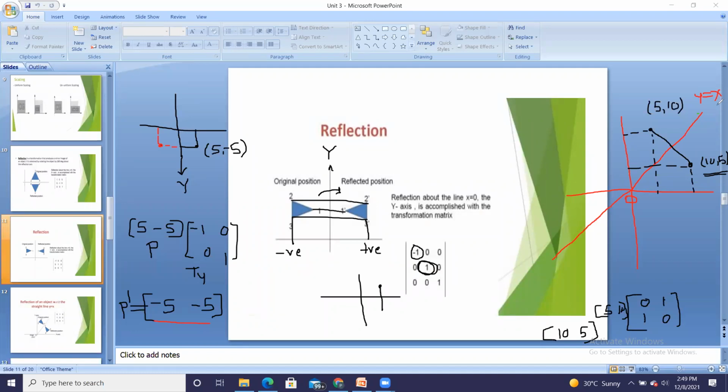Getting it, all of you? Reflection along y equal to x. Is there any difficulty?